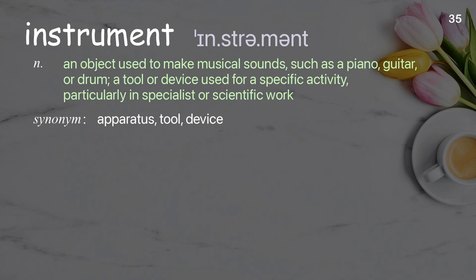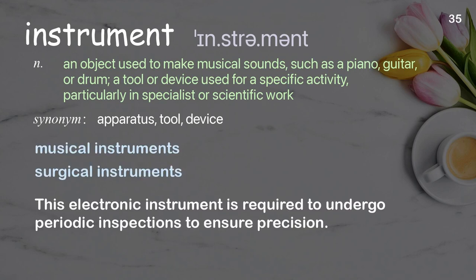Instrument. An object used to make musical sounds, such as a piano, guitar, or drum, a tool or device used for a specific activity, particularly in specialist or scientific work. Examples: musical instruments. Surgical instruments. This electronic instrument is required to undergo periodic inspections to ensure precision.